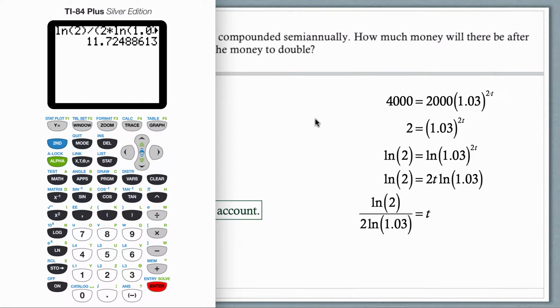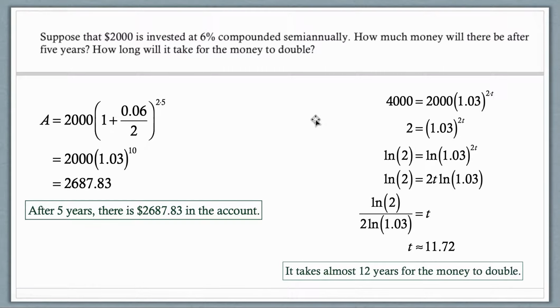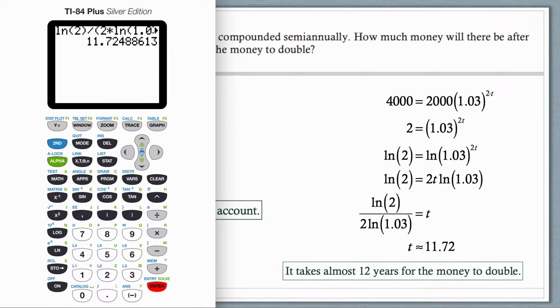When we hit enter, we get 11.72488, and so on and so forth. So t is about 11.72, which means it takes almost 12 years for that money to double. The other way you can find this is using either the graph or the table.